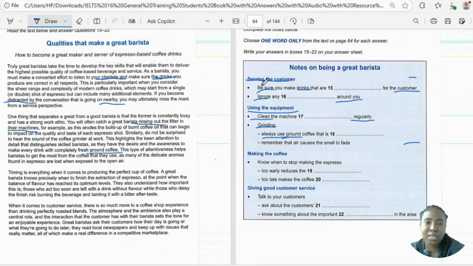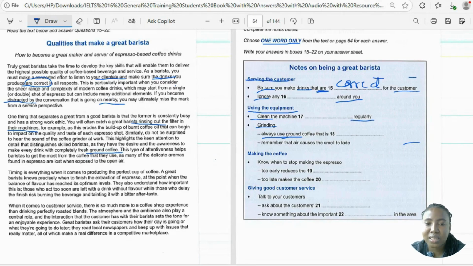So it says one word only. Always note down, especially for gap-filling questions, how many words or what type of answers they expect you to write. It says, be sure you make drinks that are dash for the customer. And here it says, drinks you produce are correct, and this has to do with clientele. So the right word for this would be "that are". Always take note of the words that are attached to the gap before or after. The correct word will fit into this "are", and the word there is correct. So the answer for number 15 is correct.